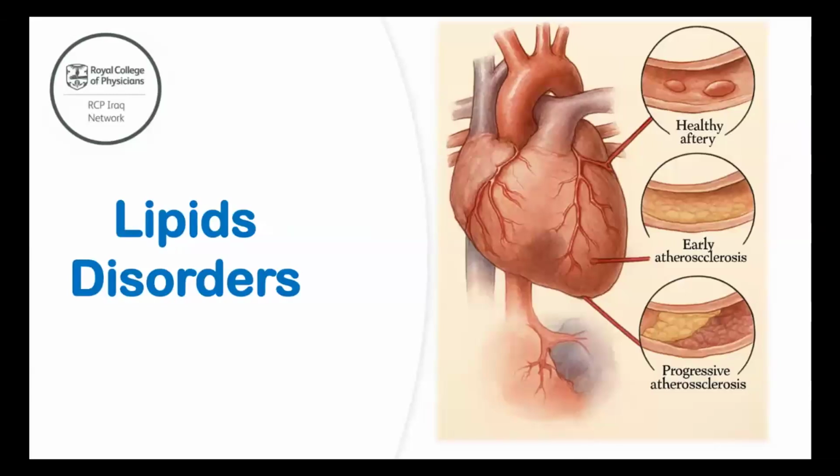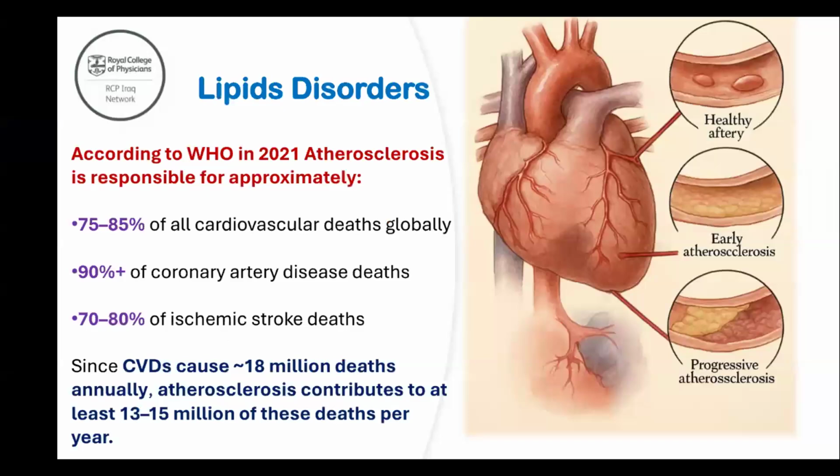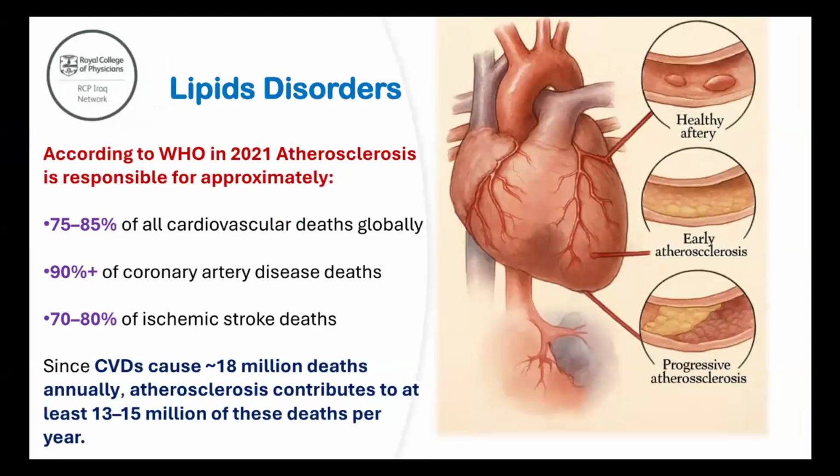So, as you know from the title, a very important point. According to the WHO in 2021, atherosclerosis is responsible for approximately 75 to 85% of cardiovascular death globally, and even more than 90% of coronary artery disease death, and 70 to 80% of ischemic stroke death. So, quite a number. CVDs cause 18 million deaths annually. Atherosclerosis contributes to at least 30 to 50 million of these deaths per year. What a terrifying number, actually.